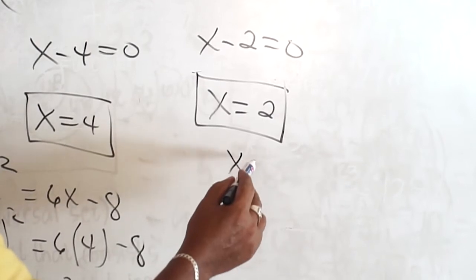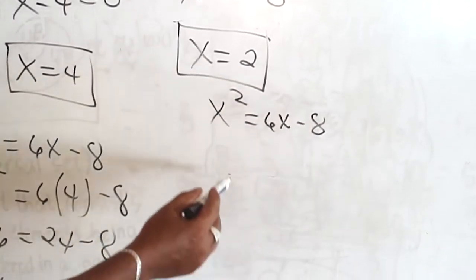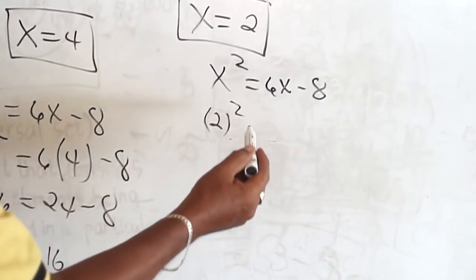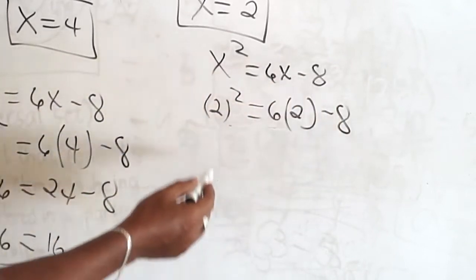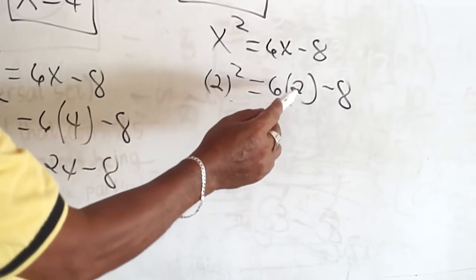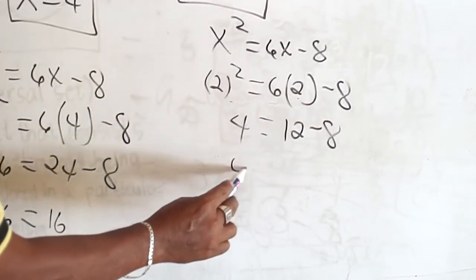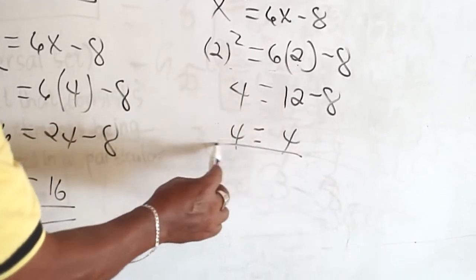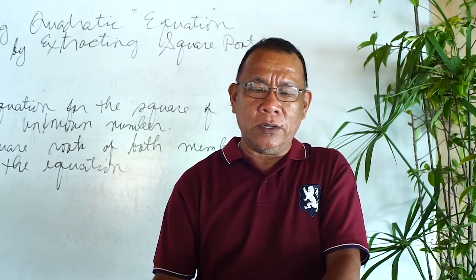Then for the second solution, the value of x is 2. So we have x squared equals 6x minus 8. 2 squared equals 6 multiplied by 2, minus 8. The square of 2 is 4. Then 2 times 6 is 12, minus 8. So 4 equals 12 minus 8, which is 4. So they are equal.